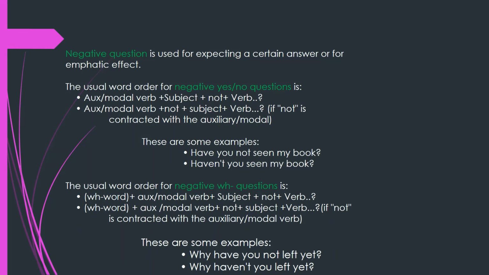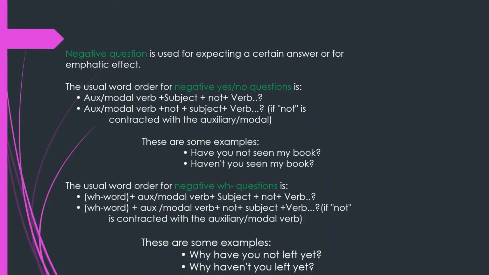A negative question is used for expecting a certain answer or for emphatic fact. The usual word order for negative yes/no questions is auxiliary or modal verb plus the subject plus not plus the verb and the rest of the sentence, question mark at the end. Or auxiliary or modal verb plus not, if not is contracted with the auxiliary or the modal, plus the subject plus the verb. These are some examples. Have you not seen my books? Haven't you seen my book?